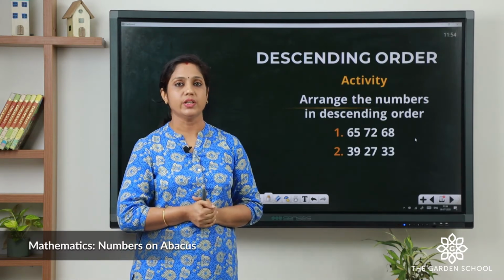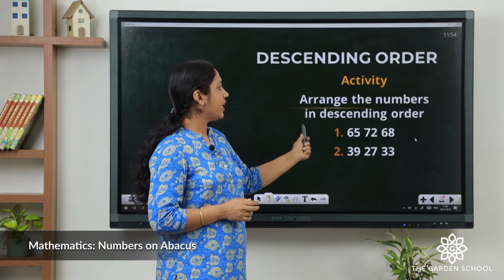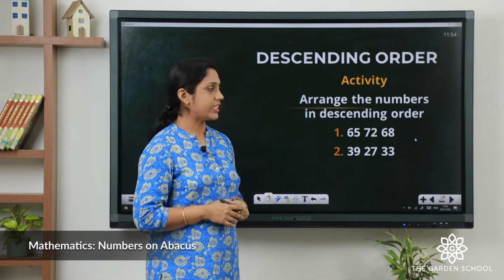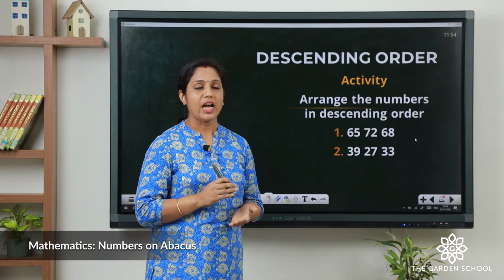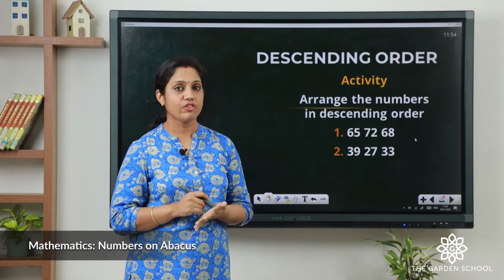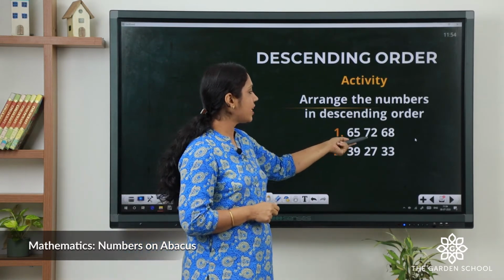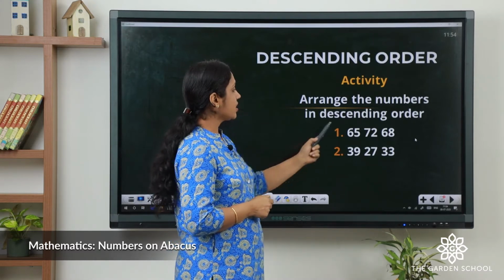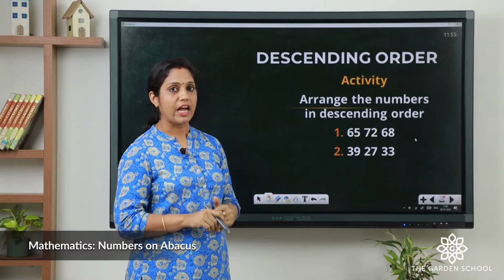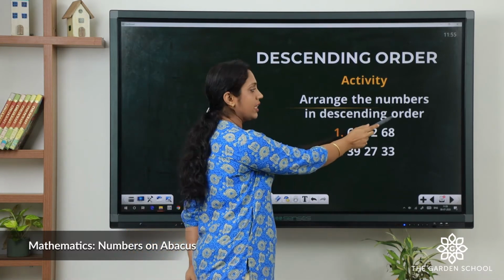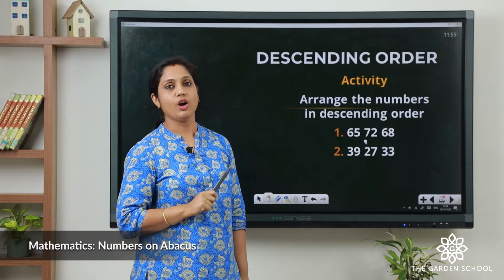Now let's do an activity. You can write this down in your notebook. Arrange the numbers in descending order. The first question we have is 65, 72, 68. For arranging numbers in descending order, first we have to write the largest number. So find out which is the largest number here. Is it 72 or 68? 72 is the biggest number. So first we have to write 72, then 68 and then 65. Then it becomes a descending order.